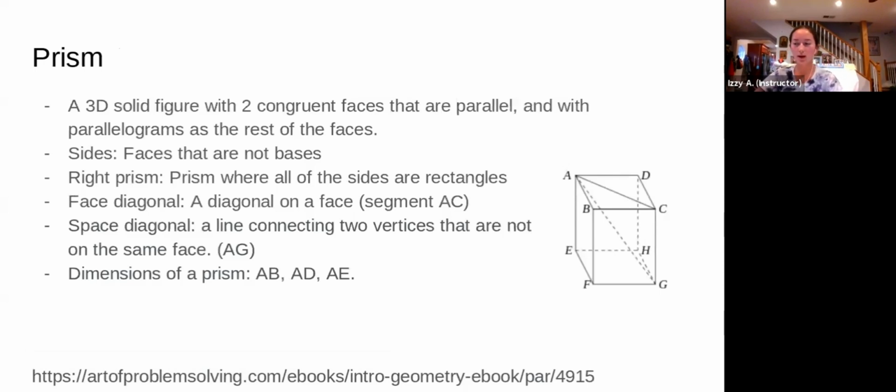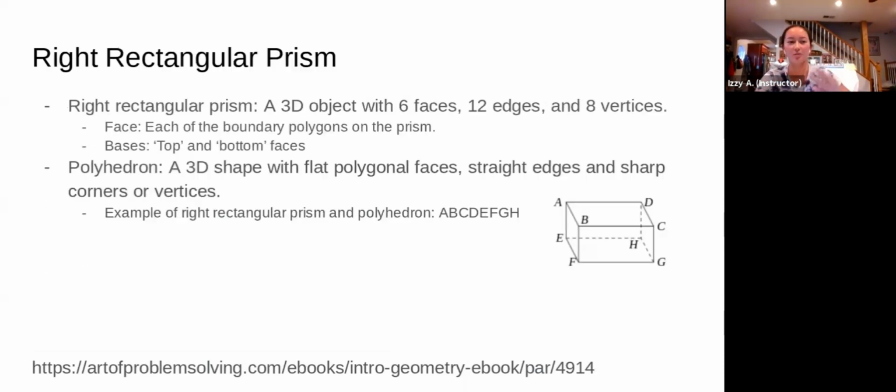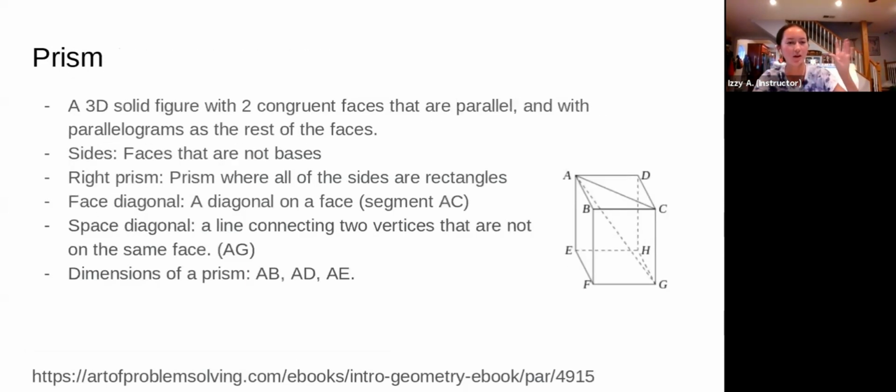So next we have a prism. That was a specific type of prism, but prism in general refers to a 3D solid figure with two congruent faces that are parallel, and with parallelograms as the rest of the faces.